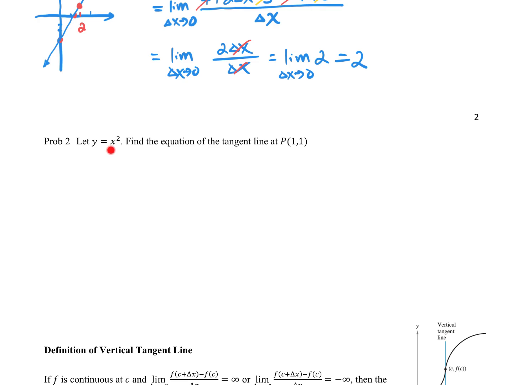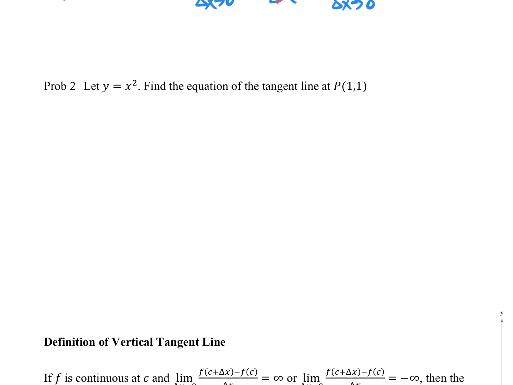This time, the function is x squared, which is not linear. And first of all, again, it's always good to visualize what's going on using a graph. So this is x squared. And say this is 1. When x is 1, the y is also 1. And then our goal is to find the tangent line. We want to find the equation of this tangent line at this point.